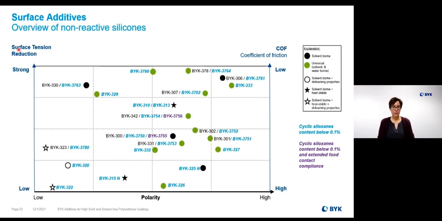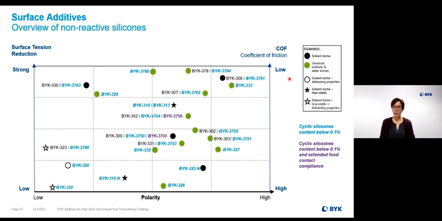At the end of the chapter on surface additives, I would like to show you our complete overview of non-reactive silicones. Here are listed all the silicones we have. They are listed according to their polarity, from low polar to high polar, according to their tendency to reduce the surface tension in the coating, from small or minor impact to a strong impact on surface tension reduction.